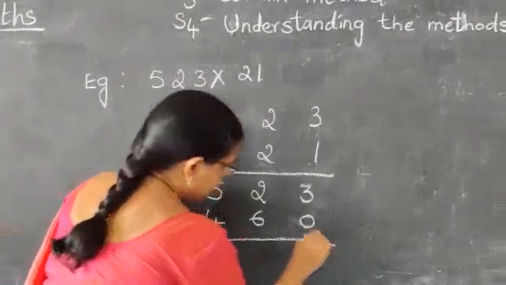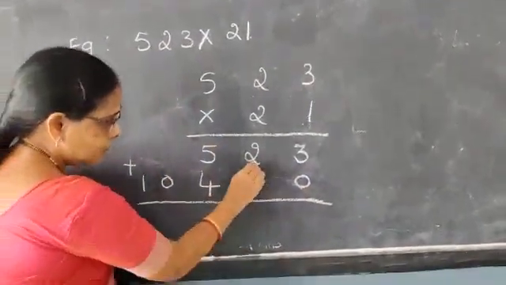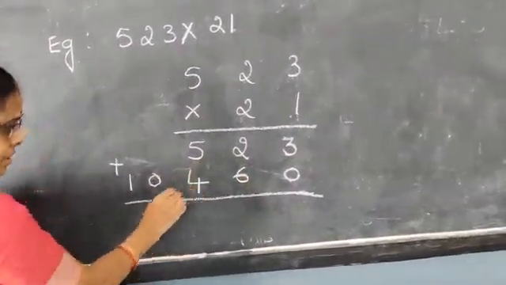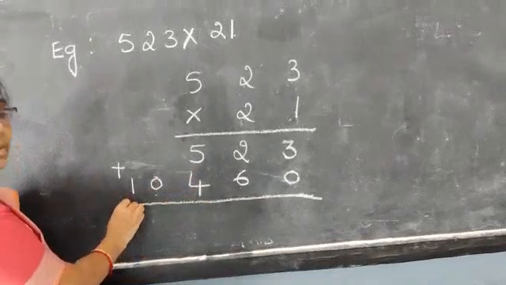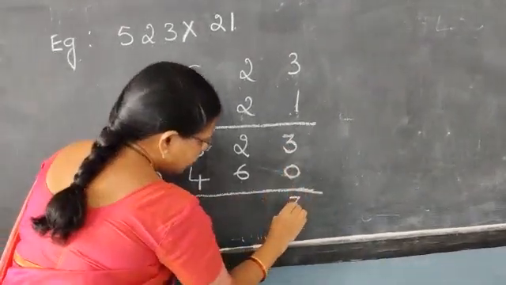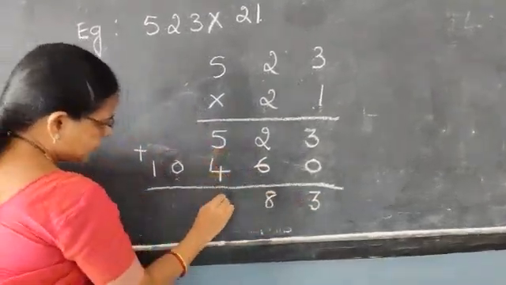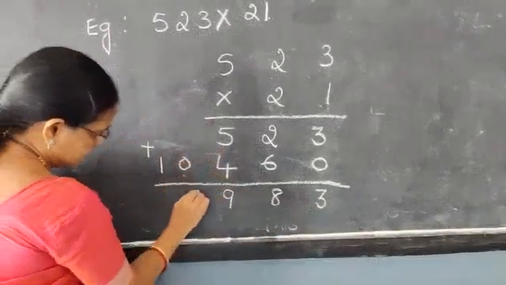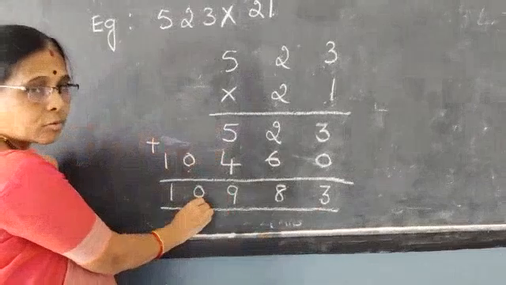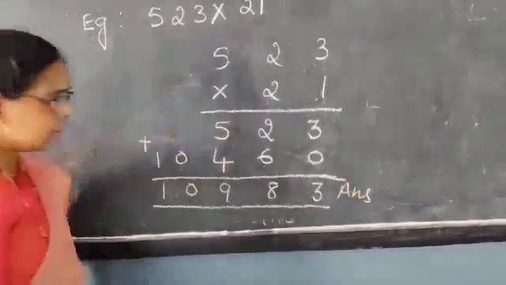Arrange the numbers according to place wise children. Okay, after multiplying tens place these numbers, hundreds place, thousands place, 10,000 place. Okay. Now add these numbers. 3 plus 0, 3, 2 plus 6, 8, 5 plus 4, 9, 0, 1. What is the answer? 10,983 is the answer. Okay.